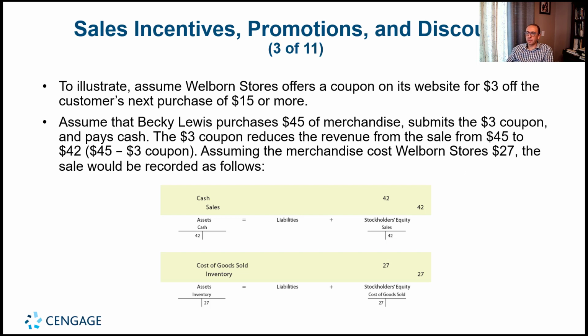Pretty simple. We're going to debit cash, credit sales as we used to do, but instead of recording 45, we're only going to record 42, which is the 45 minus the $3 coupon. So you can see here that $42 has been directly recorded. And then for the cost of goods sold journal entry, which is the second related journal entry, we debit cost of goods sold for the cost, which is $27, and the inventory on the credit side for $27. You see that the $3 did not affect the second journal entry, it only affected the sales journal entry.